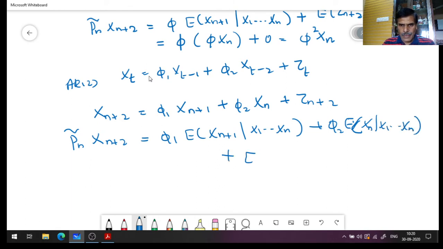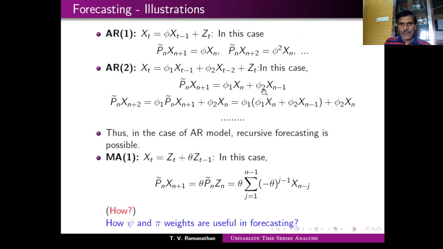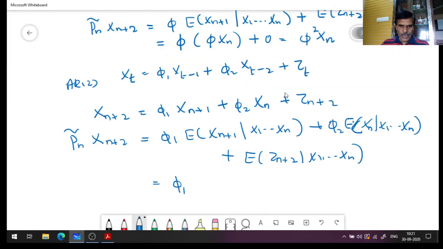plus phi_2 X_n. So this leads to phi_1, and now you have the expected value of X_{n+1} given X_1 to X_n, which we have already computed. I would like to show you that, and that is here: phi_1 X_n plus phi_2 X_{n-1}. So I will write that, and plus phi_2 X_n is given, so this is phi_2 X_n, and plus this is 0.